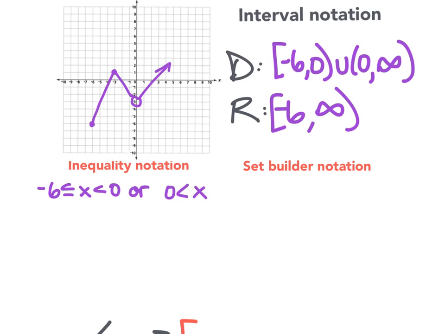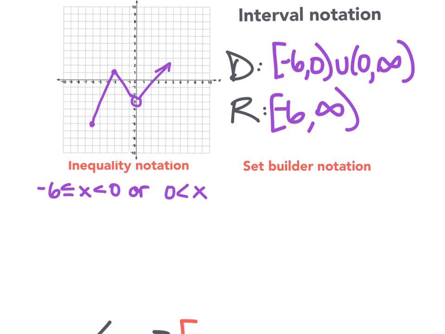All right, for the inequality notation, because we had this U, I have the or, and I'm going to write out each of these things. So I like to write from left to right. -6 is less than or equal to x, which is less than 0. What that means is that all of these x's right here, look at them, -1, -2, they're all between -6 and 0, but 0 is not included.